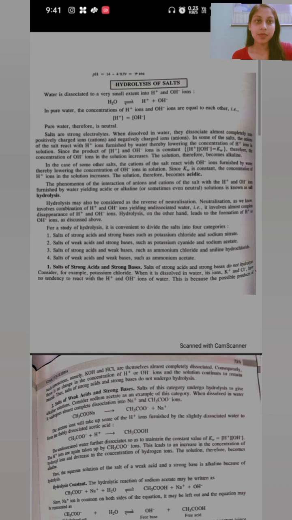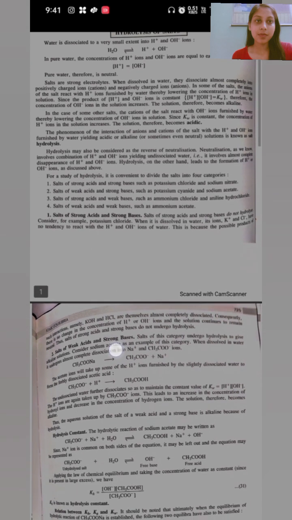In the case of some other salts, the cations of the salt react with OH- ions furnished by water, thereby lowering the concentration of OH- ions in solution. Since Kw is constant, the concentration of H+ ions in the solution increases. The solution therefore becomes acidic.